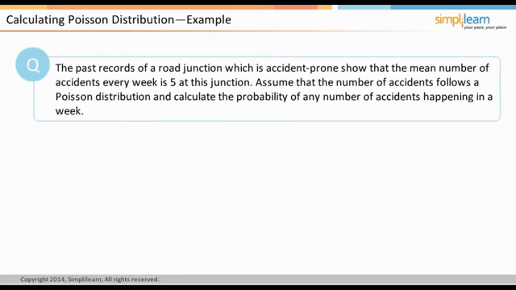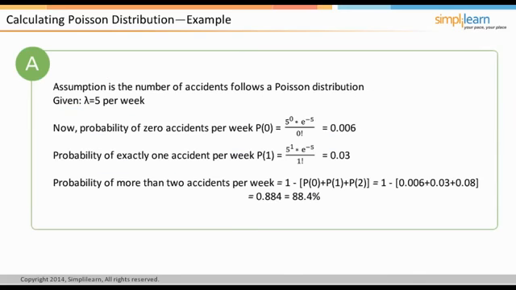The past records of a road junction which is accident-prone show a mean number of 5 accidents per week at this junction. Assume that the number of accidents follows a Poisson distribution, and calculate the probability of any number of accidents happening in a week. Click the button to know the answer.